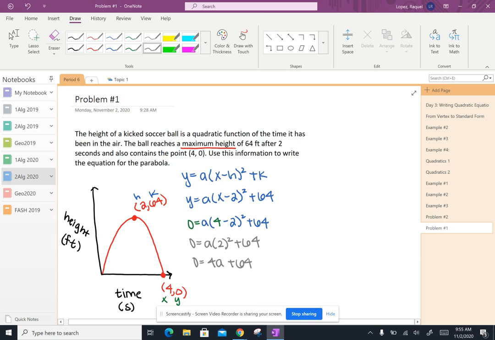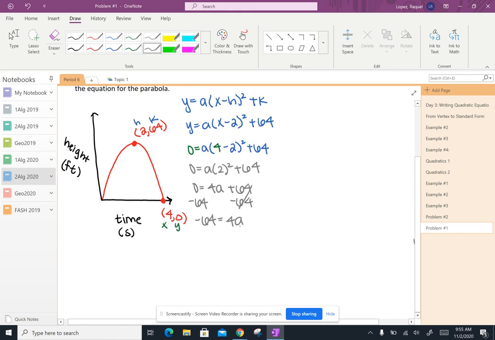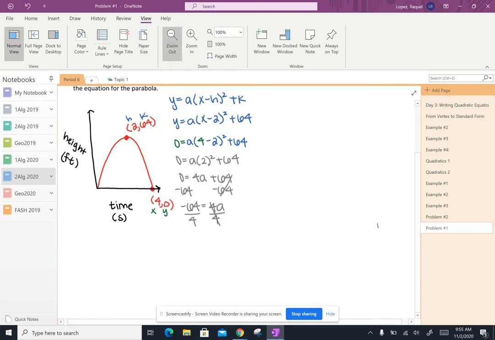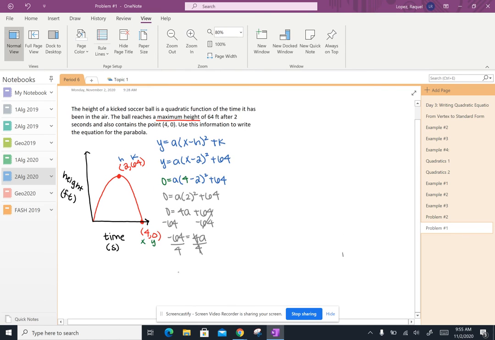And then we can go ahead and solve. So I'm going to subtract 64 on both sides of my equation. So I have negative 64 equals 4a. We are going to divide both sides by 4. And so we get that negative 16 equals a, which makes sense that it's going to be a negative number, right? Because the negative means that I've got a parabola that's opening down.